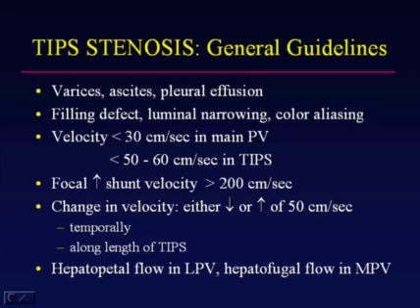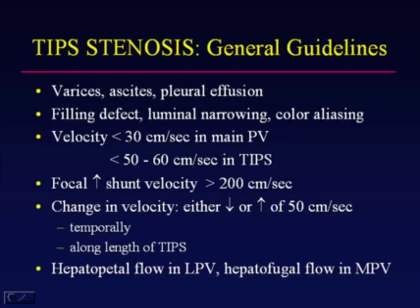Look for a decrease in velocity in the main portal vein. If you see that it is less than 30 centimeters per second in the vessel feeding the tips, this is a bad sign and often indicative of a distal narrowing in the tips. Low velocity in the tips itself is also worrisome, and although you'll see many different numbers quoted in the literature, most people now recommend using a velocity threshold of 50 to 60 centimeters per second. So if you see velocity below that, you should be worried about a distal stenosis.